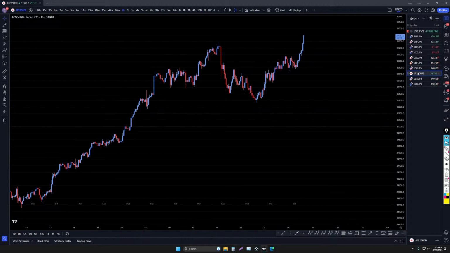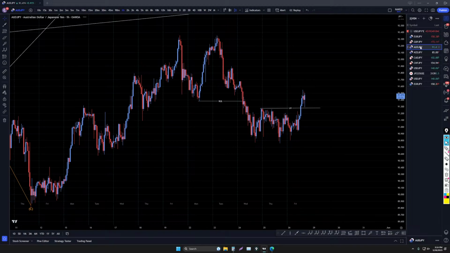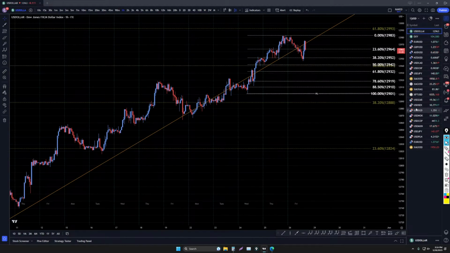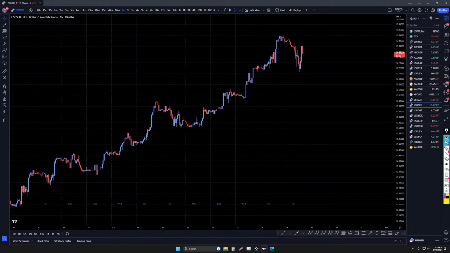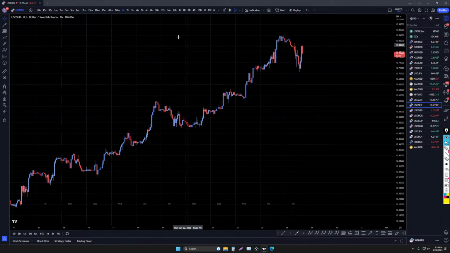Oh, look at that. The JPY 225, the index or whatever it is. That one's going up pretty strong. What do we got on that one? That looks almost the same as the dollar. Look at that. It's almost the same picture. Yeah, it's almost a mirror picture right there. Look at that thing.